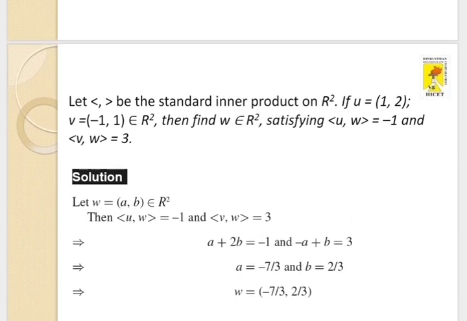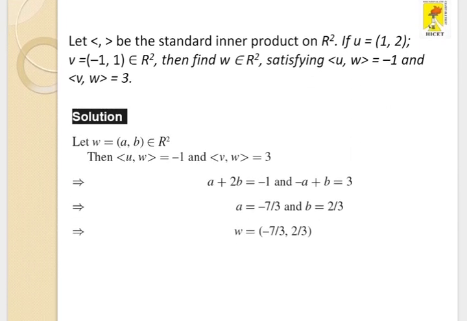Next, in the same way, let us see the next problem, with the standard inner product on R square. Here u is 1, 2. It is for R power 2; in the previous problem, we did it for R power n. And v is minus 1, 1, which belongs to R square. Then find w belonging to R square, satisfying inner product of u comma w equal to minus 1 and v comma w equal to 3.